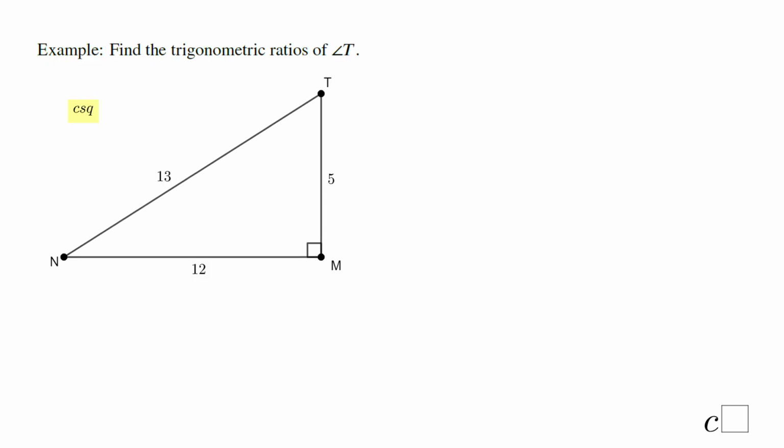So now let's try to do this problem where we are asked to find the trigonometric ratios of angle T. We're going to start with sine of T. And if you remember, sine is opposite over hypotenuse. So in this case, for this angle T, it will be 12 over 13. What about cosine of T? If you remember, cosine of an angle is defined as adjacent over hypotenuse.